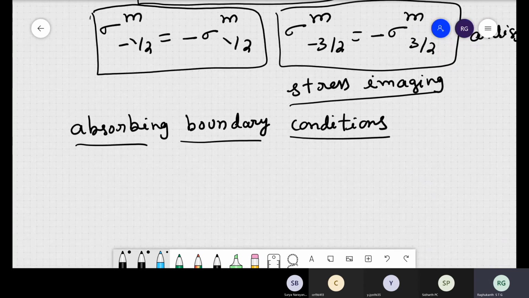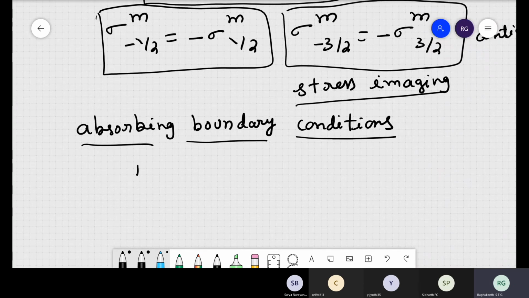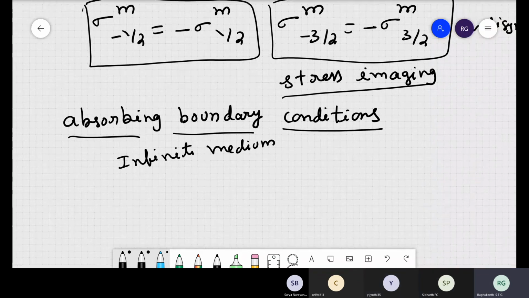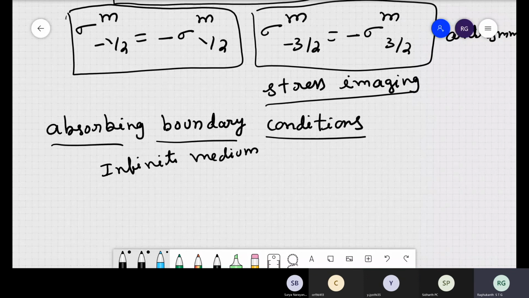Let us say you are simulating in an infinite medium. Now, can you model an infinite medium in finite difference, or in any numerical technique? On a computer, can you model infinity? No. So now what do you have to do? I have an infinite medium like this, where x goes from 0 to infinity.